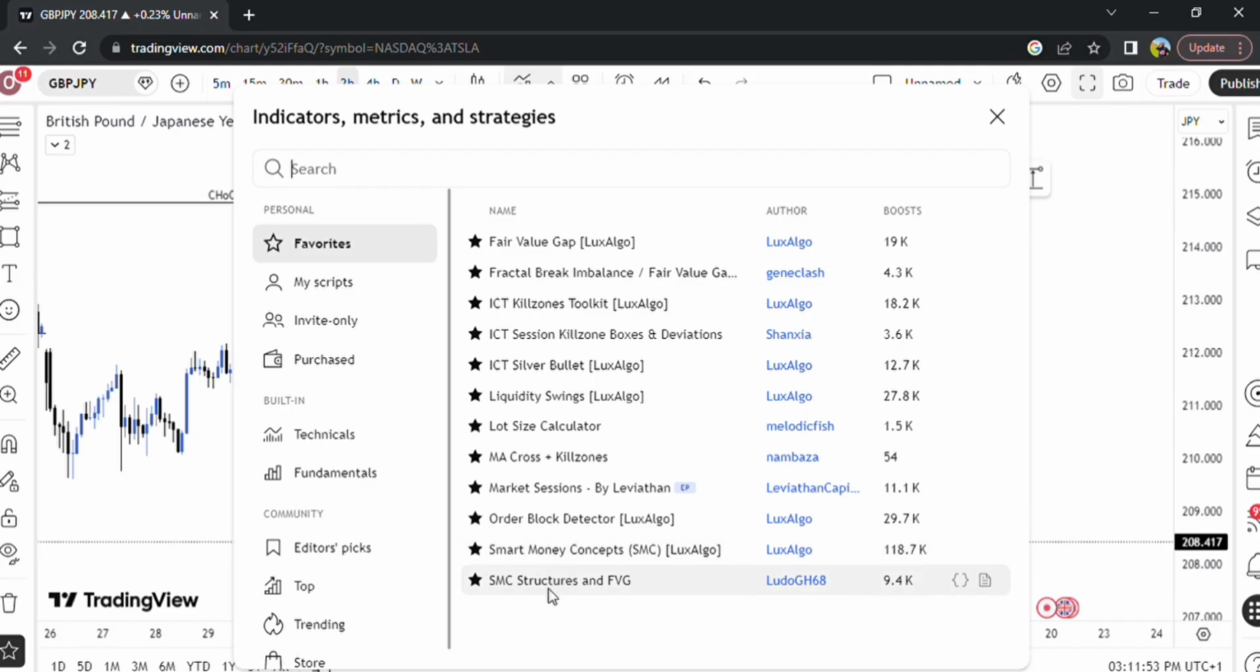Once you search for it, you're going to see it in the indicator forum. SMC structure and LVG. Now I'm going to show you the settings, how to set it, how to do everything about it, and how to trade with it, when to trade with it, the risk management and everything you need to know. I'm also going to show you how to combine it from the 4-hour time frame down to the daily time frame or any time frame of your choice.